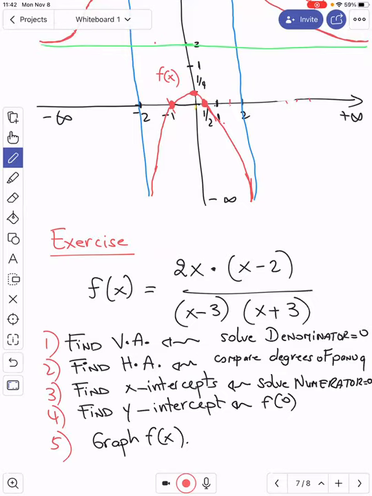So can it be used as a multiplicity? No. Here there's no multiplicity 0. Sorry, multiplicity 1. When you have an x-intercept, you're supposed to cross your x-axis anyway. So no need for multiplicity here.